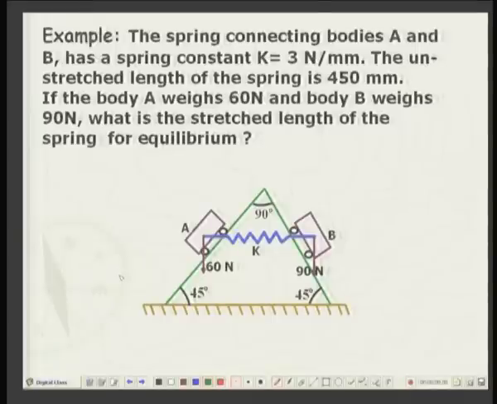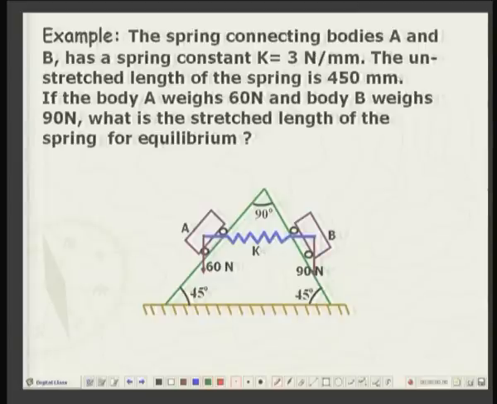The example is like this: the spring connecting bodies A and B, these are 2 bodies which can slide down on these 2 inclined planes, no friction involved. Body A has a weight of 60 Newton, body B has a weight of 90 Newtons, and they are connected with the help of a linear elastic spring with spring constant as 3 Newtons per millimeter.